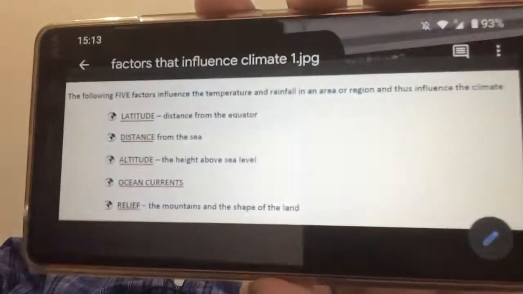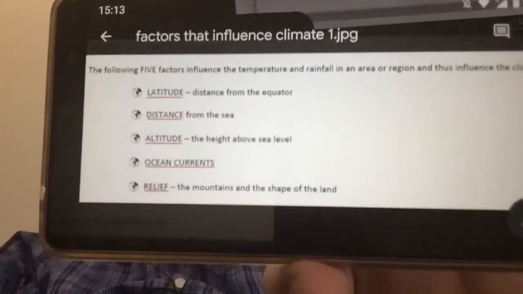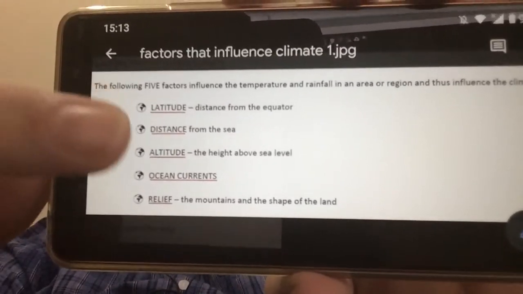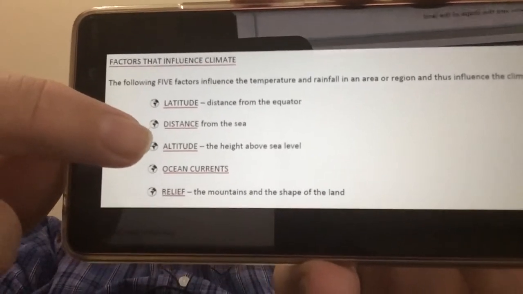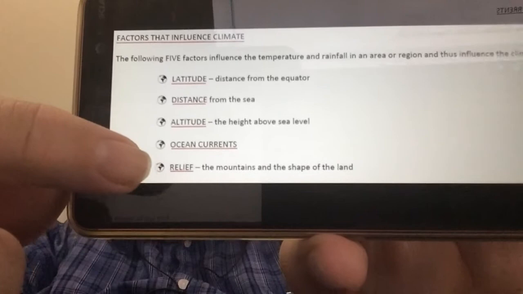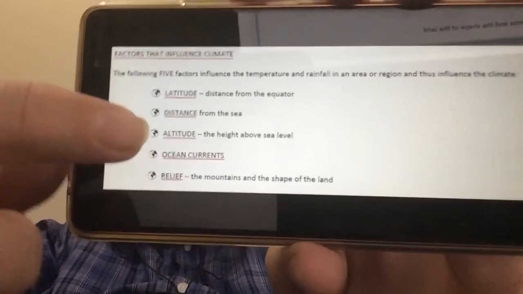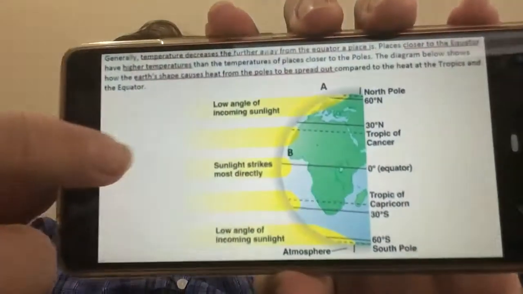Okay, welcome back. This video is going to be about the factors that influence climate. All right, so we've got 5 factors we're going to quickly go through. We're looking at latitude, the distance from the sea, altitude, ocean currents, and then relief. Okay, so let's have a quick look if we can find our first one.